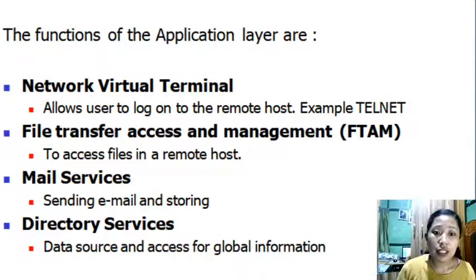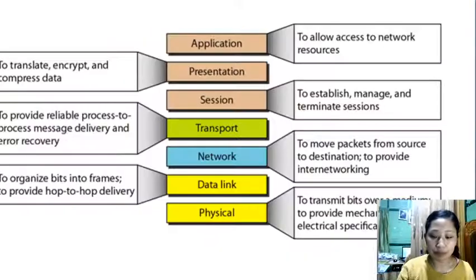Another function is file transfer, access and management. If you want to transfer a file, or access a file which is present in some other location, then you will be using this function of the application layer. Next is mail services, as I said, to create a mail and send it. And next is database services. If I want to store a large amount of data in some location, then I may use the directory service of the application layer.